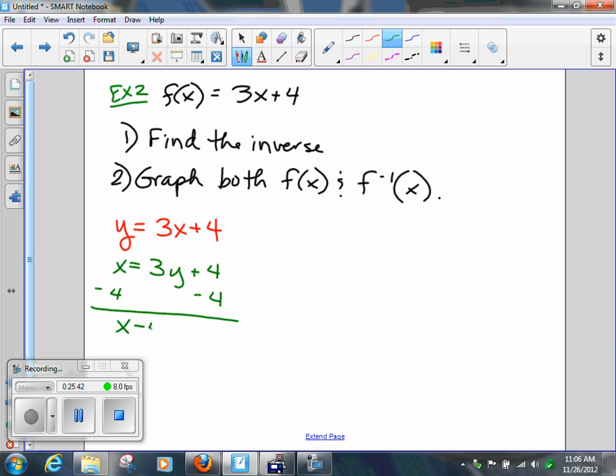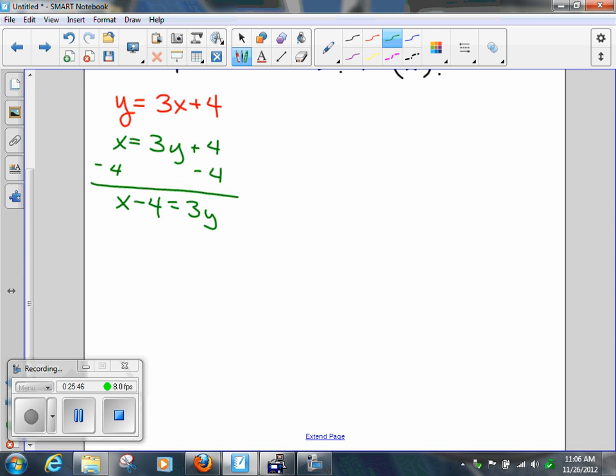I get x minus 4 is equal to 3y. What do I do? Talk to me. Tell me what to do. Divide by 3. And what I do to one thing, I have to do to everything, right? How many of you wrote y equals x minus 4, all of it divided by 3? How many of you wrote that? Well, guess what? That's correct.